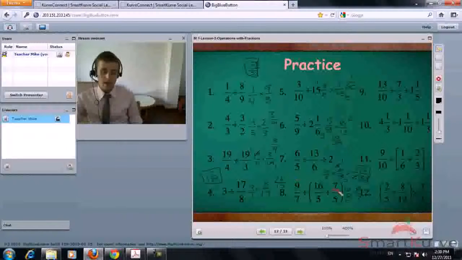So we have 9/7 times, if we have divided by 16 over 7, we know it is times 7 over 16. The 7's cancel out, giving us the final answer of 9 over 16.